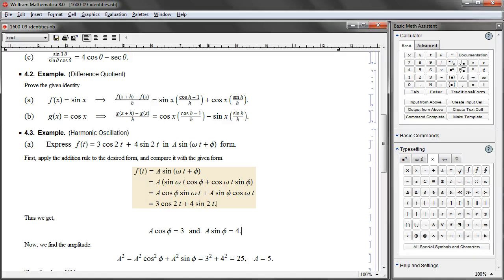Consequently, we have the system of equations. A cosine of phi is equal to 3, and A sine of phi is equal to 4. Now we have two unknowns and two equations. Looks like this is okay, but there's a big problem. This is not a linear equation, so you have to use some trick, some unusual trick, but not outrageous.